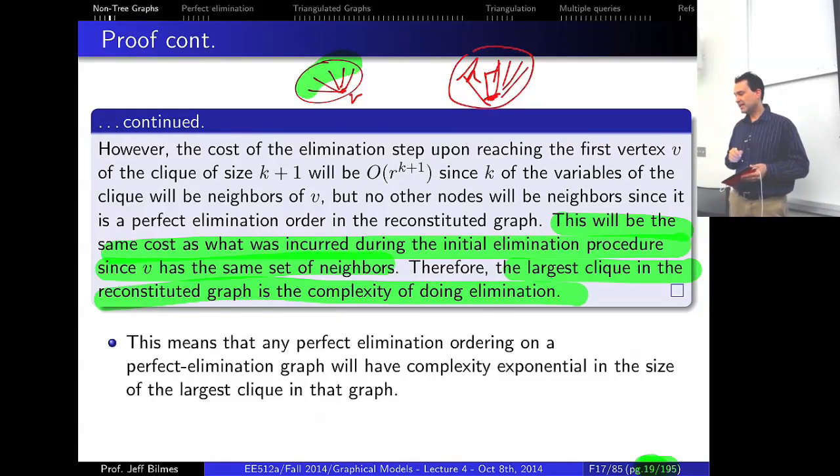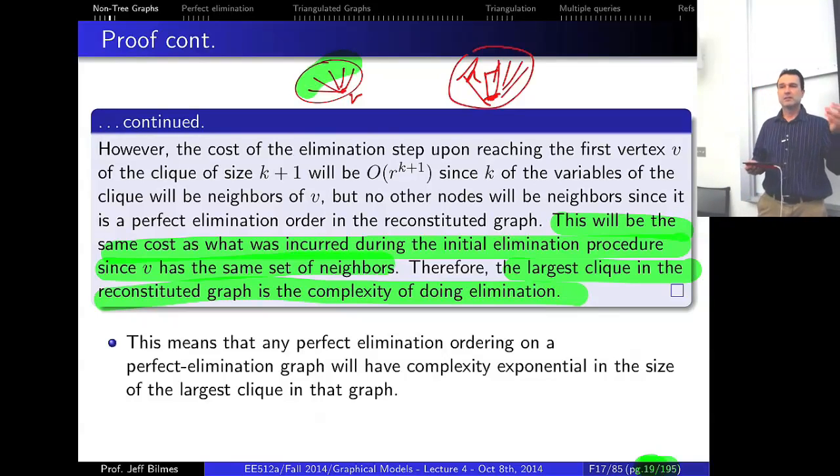So this means that any perfect elimination ordering on a perfect elimination graph. So what is a perfect elimination graph? A perfect elimination graph is a graph that has a perfect elimination order. And so any perfect elimination order on a perfect elimination graph will have complexity equal to the size of the largest clique. No matter what, we're eliminating all of the variables, at some point or another we're going to hit that largest clique. The first variable of that largest clique is going to have that complexity. Okay.